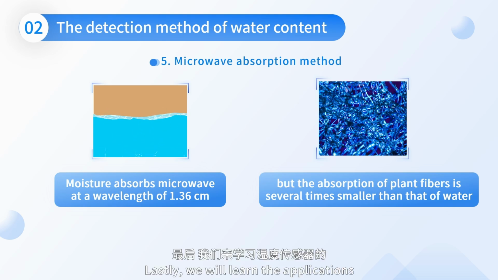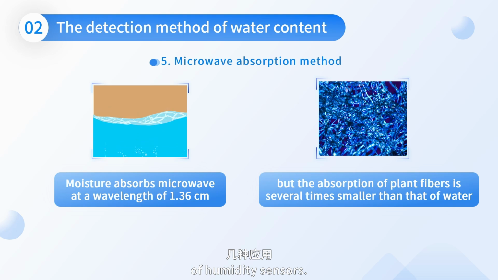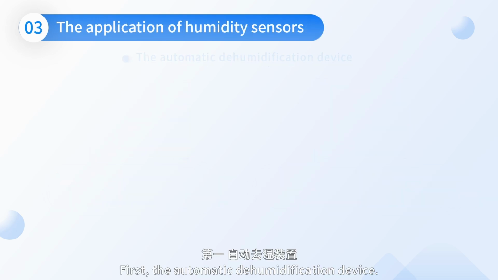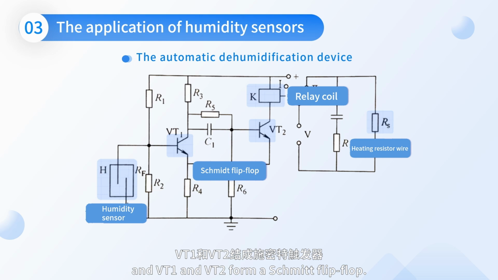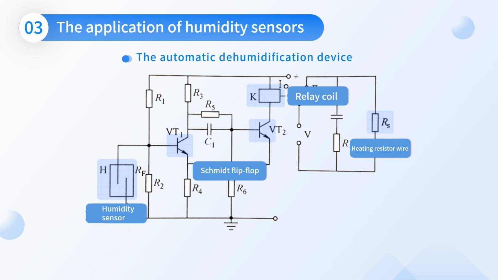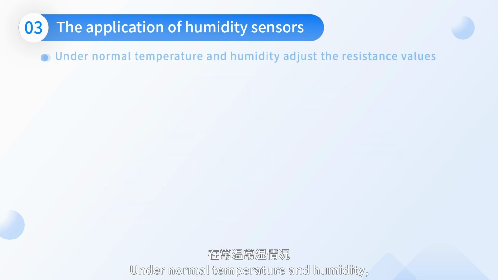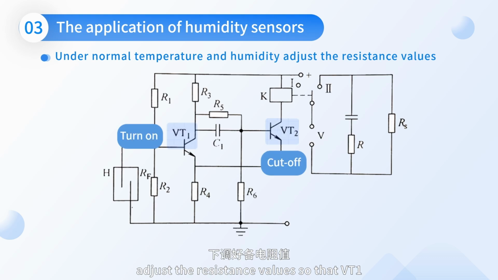Lastly, we will learn the applications of humidity sensors. First, the automatic dehumidification device. As shown in the figure, H is a humidity sensor, RS is a heating resistor wire, and VT1 and VT2 form a Schmidt flip-flop. The collector of transistor VT2 is loaded by relay coil K. Under normal temperature and humidity, adjust the resistance values so that VT1 is turned on and VT2 is turned off.